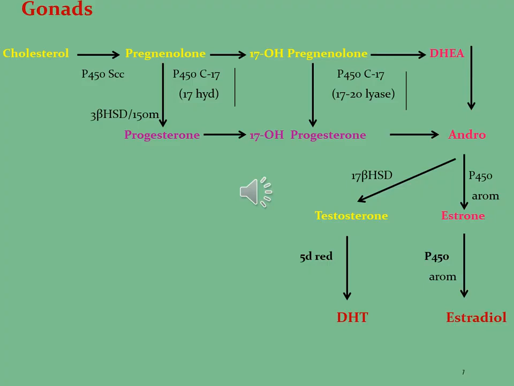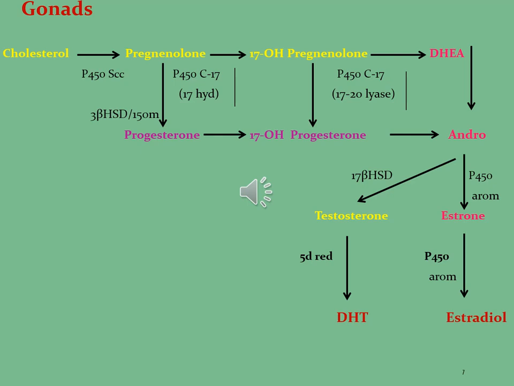The 17-hydroxypregnenolone is further converted into DHEA, that is dehydroepiandrosterone, by the effect of enzyme 17:20 lyase. The DHEA is changed into androstenedione by the effect of enzyme 17:20 lyase.